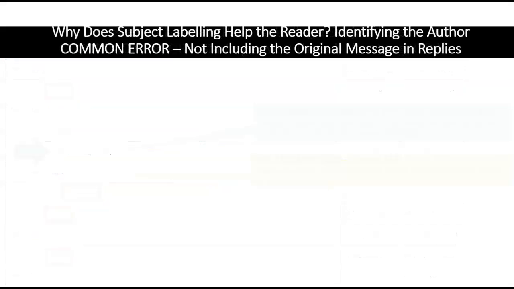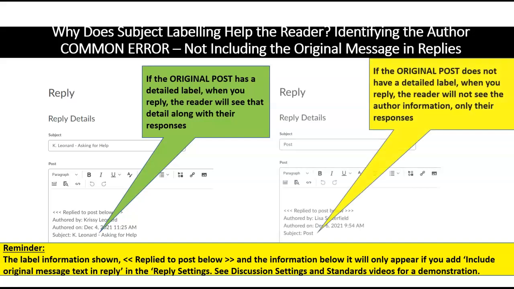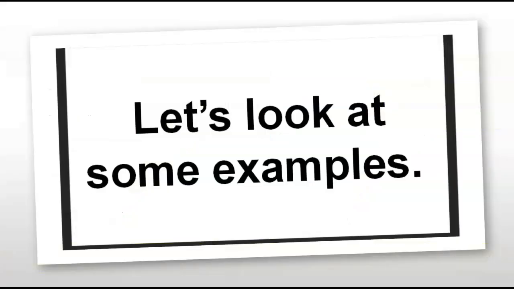A heading will appear when you reply. This heading will only appear if you have it set. This is required. You will lose points without that heading information. Watch discussion settings and standards for a demonstration. If you used a detailed subject label, that information appears, making it easy to go back if necessary to find those threads. Let's look at some examples. You may want to pause on some to read the detail.